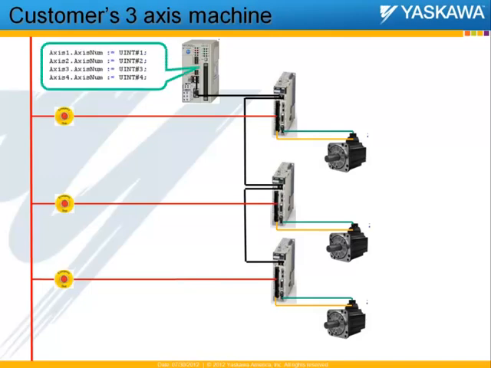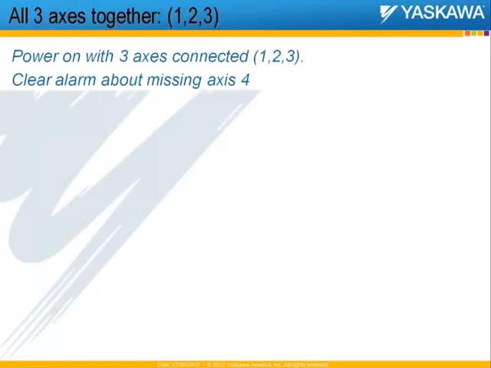Remember that the program in the controller that the OEM shipped has the code that can control 4 axes in it. And this is just a 3-axis version of that 4-axis machine. So let's say we start off with all 3 axes together, axes 1, 2, and 3. Let's say the customer powers on with all the 3 axes connected. The first thing that will happen is the controller will come up looking for 4 axes, because that was the configuration that was shipped by the OEM. So it will look for all 4 axes, but won't find the 4th axis, and so there will be an alarm for the 4th axis.